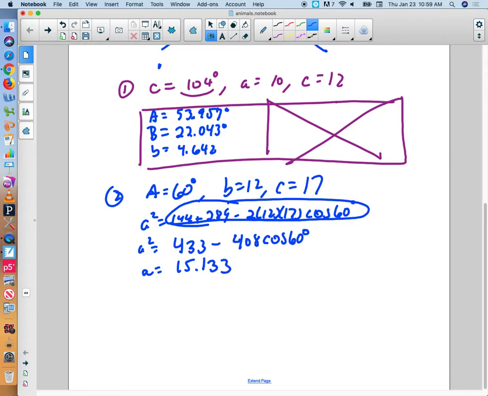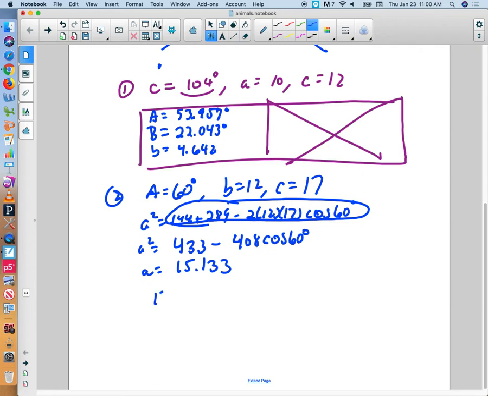15.133. Okay, then some of you probably switched over to law of sines. Some people stayed with law of cosines. You can stay with law of cosines, okay? But if you switch over to law of sines, watch what happens. Right now, there's no reason that you would think I would want to do this, but let's say I want to find angle C next, okay?